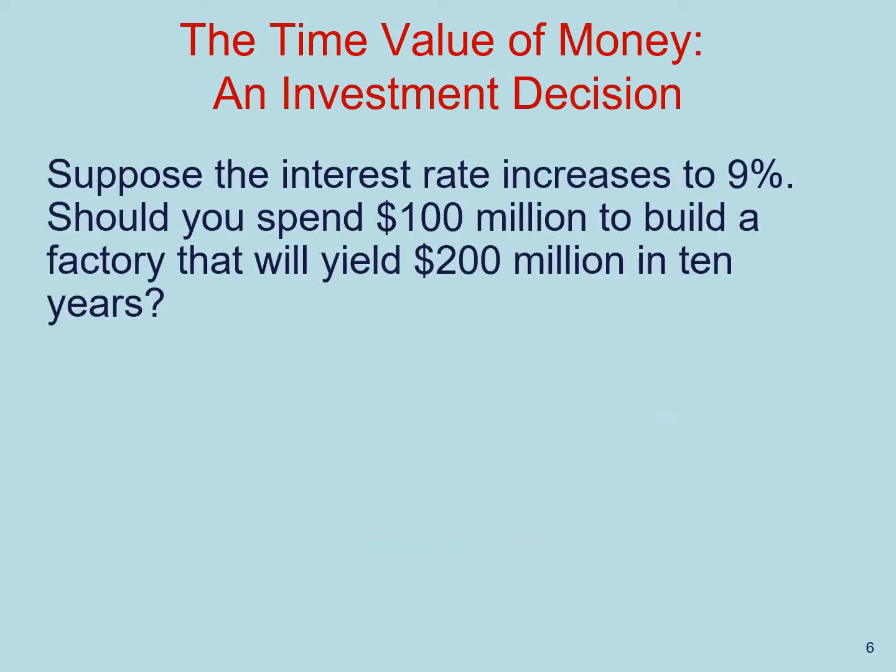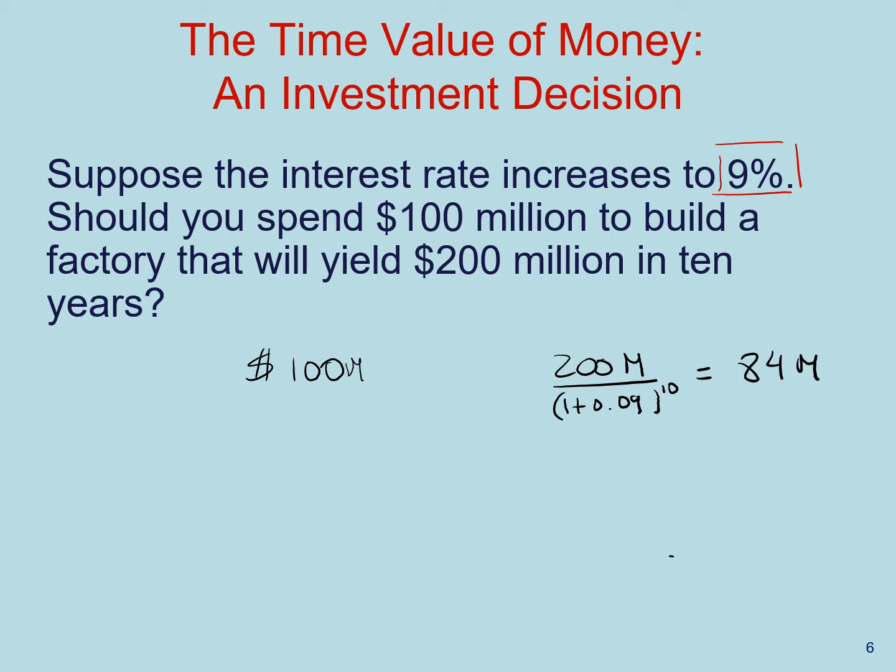Now, in this case, let's see what happens when the interest rate increases to 9%. Well, the present value of $100 million today is $100 million, and the present value of $200 million 10 years from today is equal to 200 divided by 1 plus 0.09 to the 10th power. And this is $84 million.